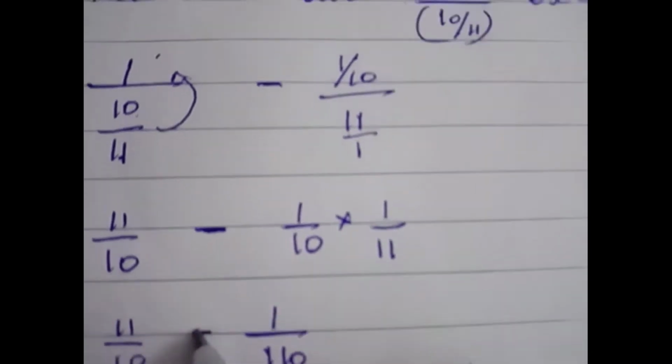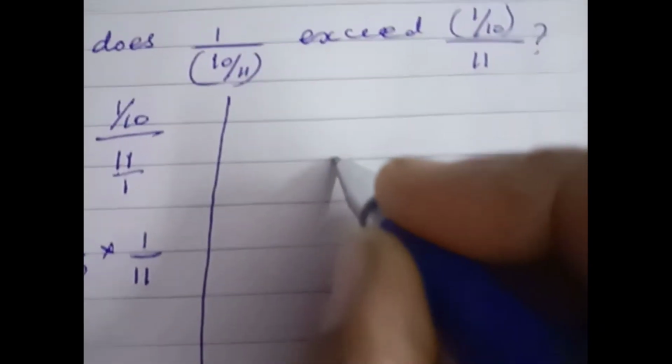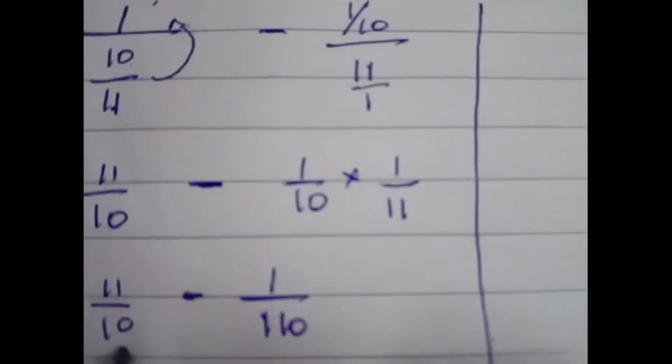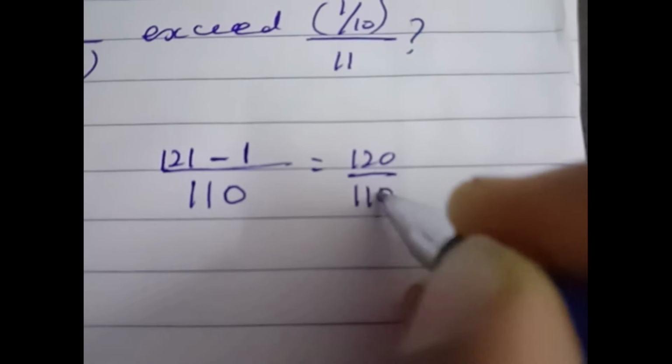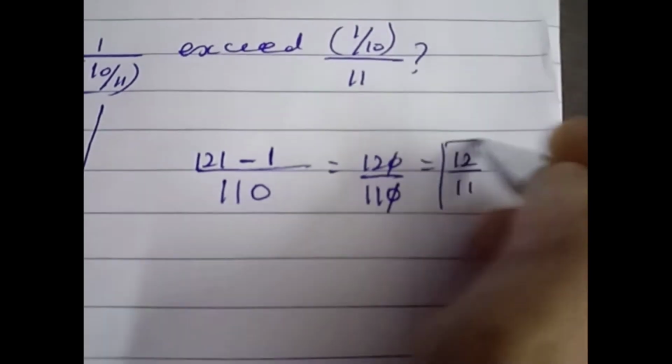Now here in between, a minus sign is there. So what you have to do is take the common denominator. The common denominator is 110. In the 10 table, 110 is divisible 11 times, so into 11, here into 1. 11 into 11 is 121 minus 1, which is equal to 120 by 110. If you cancel 0 and 0, you will get 12 by 11. So, your answer is 12 by 11.